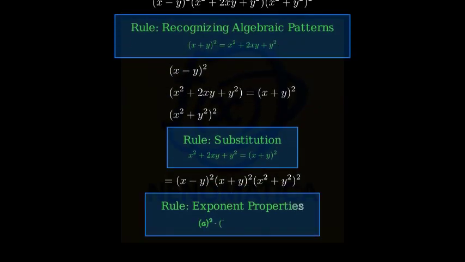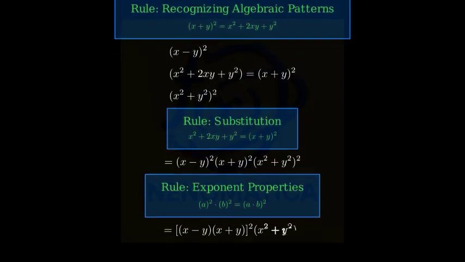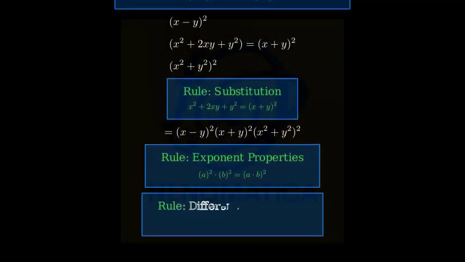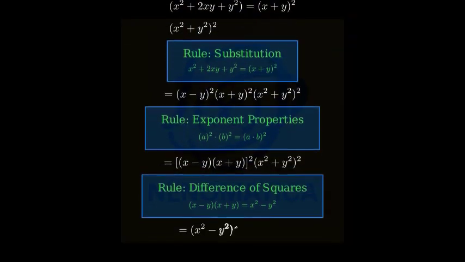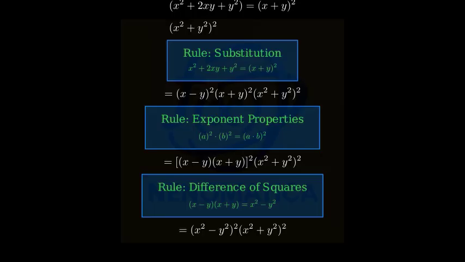For our next step, let's focus on the first two factors. We can rewrite (x − y)² times (x + y)² as the square of their product. That gives us ((x − y)(x + y))² times (x² + y²)². Now, we can use the difference of squares formula to simplify (x − y)(x + y). This equals x² − y². So our expression becomes (x² − y²)² times (x² + y²)².